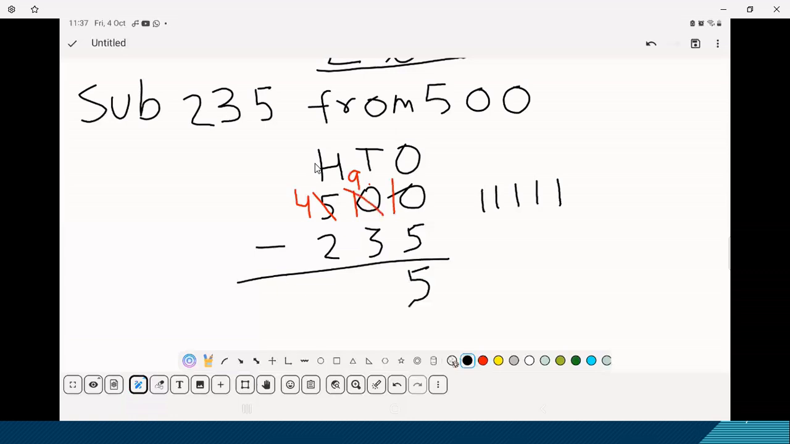Then 9 minus 3. After 3 we count till the 9. Okay. 4, 5, 6, 7, 8, and 9. So it will become 6. Now 4 minus 2. We have to count till 4 after 2. That is 3 and 4. So that will become 265. The answer will be 265 after subtraction of these two numbers. Now move to the next topic.